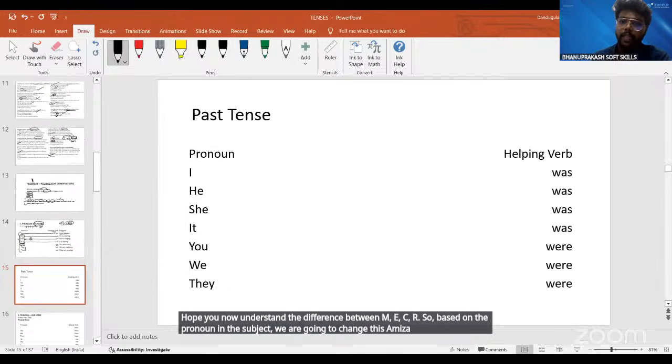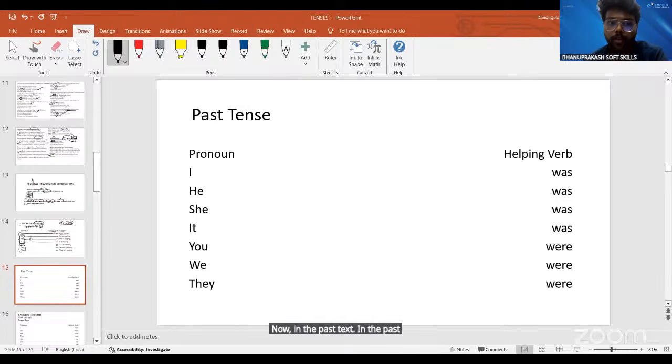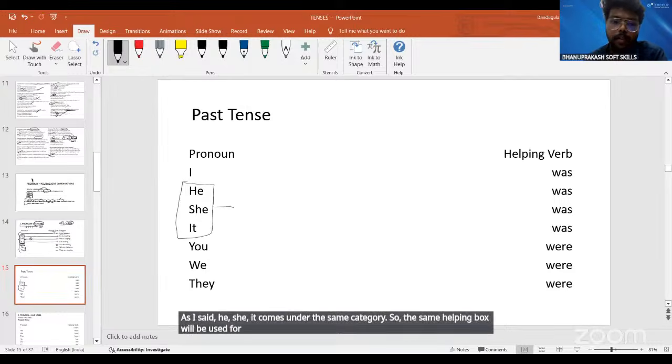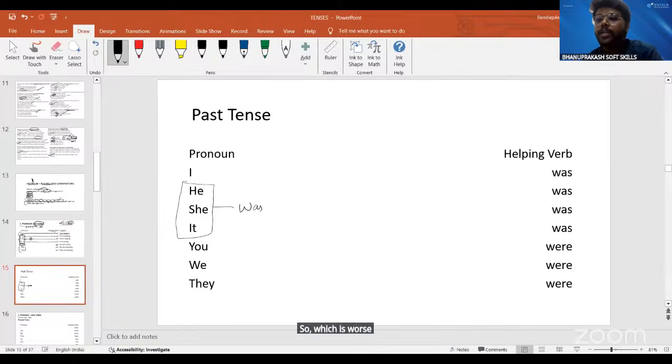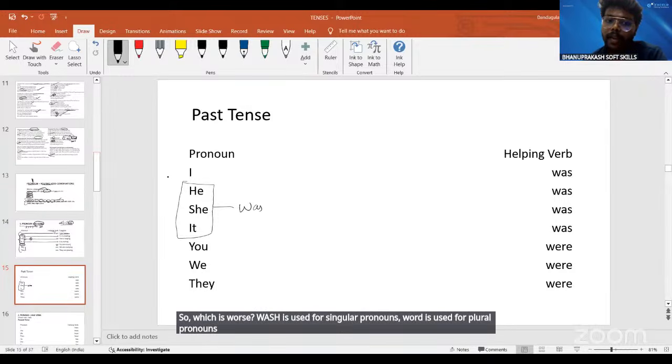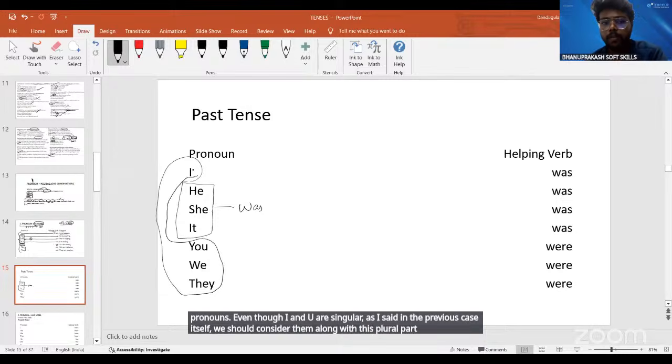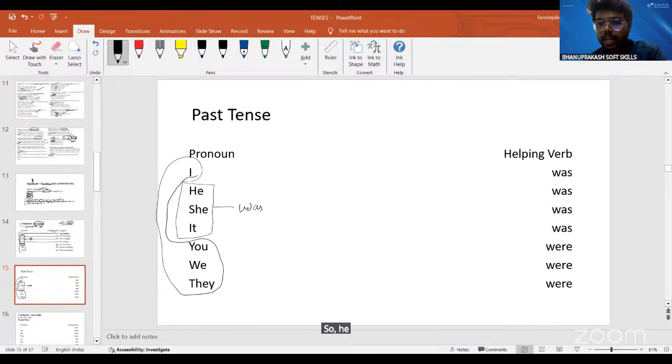Okay. Now in the past tense, as I said, he, she, it come under the same category, so the same helping verbs will be used. Which is was. Was is used for singular pronouns. Were is used for plural pronouns. Even though I and you are singular, as I said in the previous case itself, we should consider them along with the plural part only. So for he, she, it, we use was. And even for I, we use was. But in a few cases, we normally say like this, right?